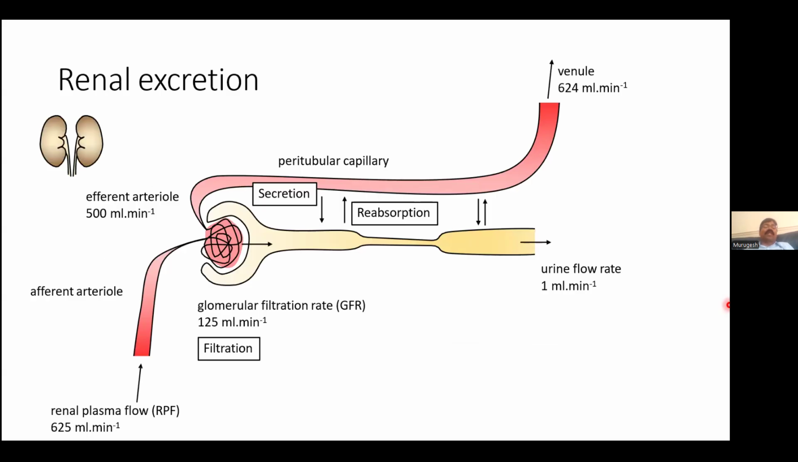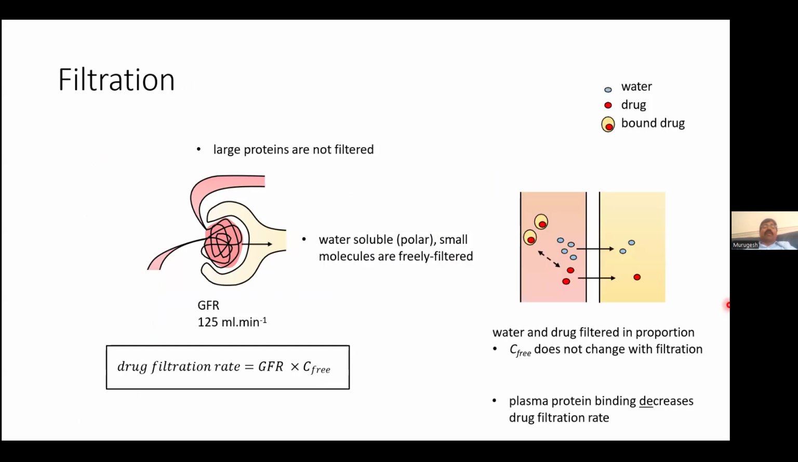So the last one among the pharmacokinetics is excretion. As you know, in renal filtration, renal plasma flow is roughly 625 mL, out of which 500 goes through the efferent arteriole. So 125 is filtered, and 124 is reabsorbed. 1 mL is excreted through the urine, and you again recover fluid. In the end, you have 624 mL out of the 625 filtered. Large proteins are not filtered, they are retained, and usually water molecules and small molecules are filtered out.